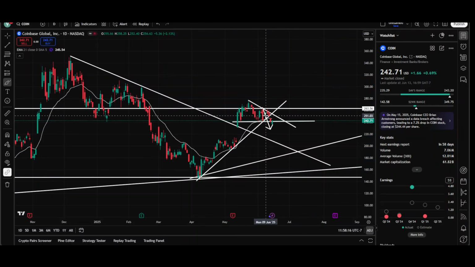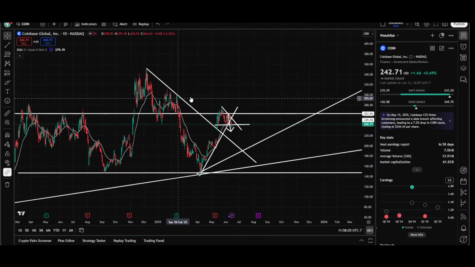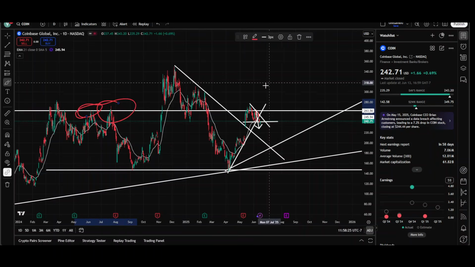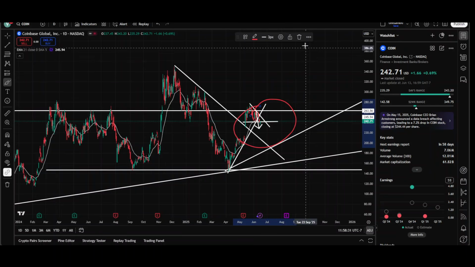At the same time, though, this is still within a range, a macro range pattern, which has been resistance. So the highs of this range, like over here and over here, has been resistance. So we can find resistance and then continue to trend down lower. So this is all bearish territory.